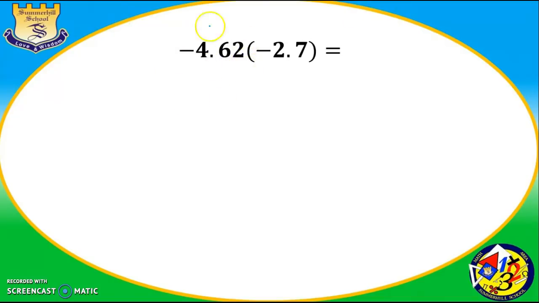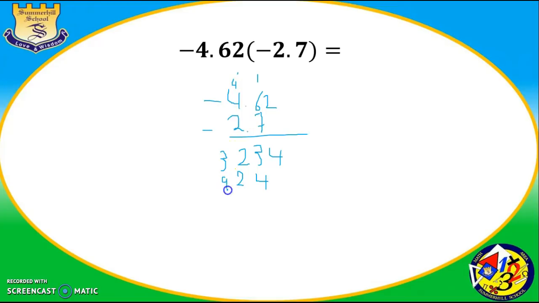So in this case, multiplying decimals, minus 4.62 and minus 2.7. Here it is not mandatory to line up the point. Well, and you do the normal multiplication. 7 times 2, 14, carry 1. 6 times 7, 42, and 1, 43, carry 4. 7 times 4, 28, and 4, 32. Now, 2 times 2, 4, don't forget the space. 6 times 2, 12, carry 1. 4 times 2, 8, and 1, 9.